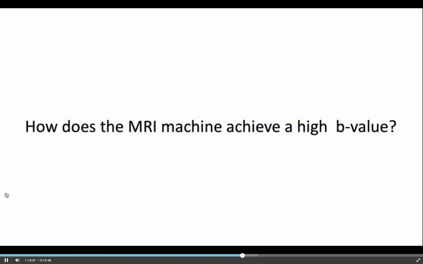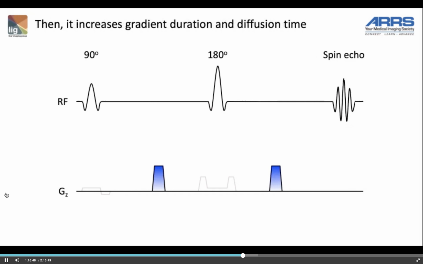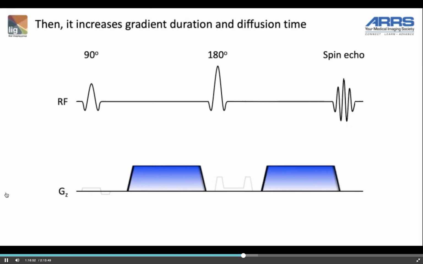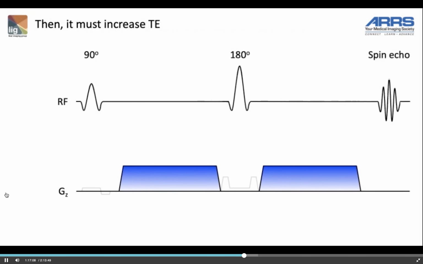So how does the MRI machine actually do this? Well, the first thing the machine does is it maximizes the gradient amplitude as shown over here. It then will increase the gradient duration and diffusion time until it gets to the right b-value using the formula I used there. But notice that for high b-values, it might have to move the spin echo out of the way because you can't collect the spin echo while you're applying the gradient. And so therefore, you might need to increase the echo time.